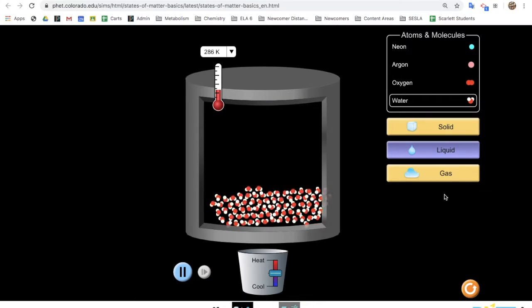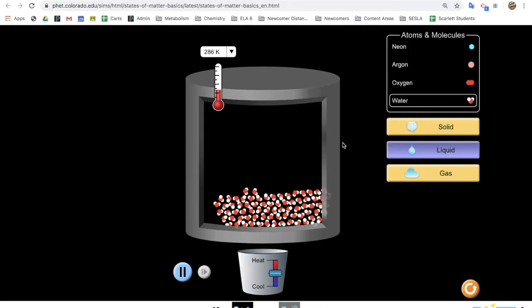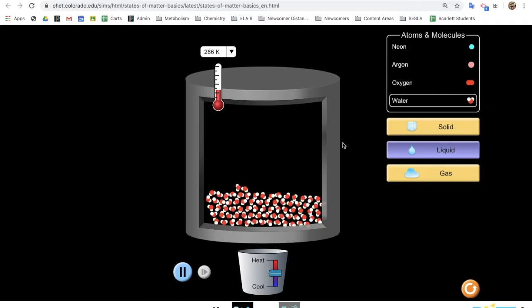Let's check your understanding. Notice I have water as a liquid. How would you describe the arrangement of the particles in a liquid? You should have said they're close together in a random arrangement. How would you describe the movement of the particles in a liquid? You should have noticed that they can move past each other.